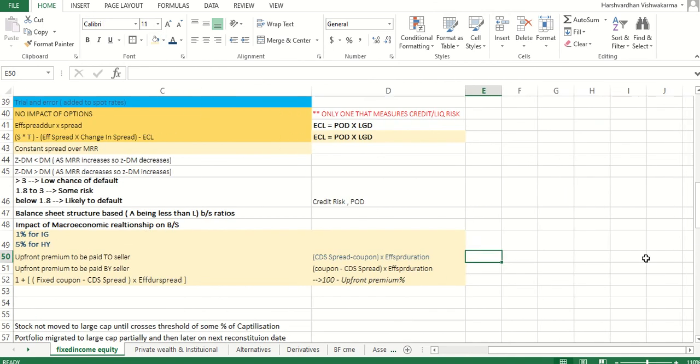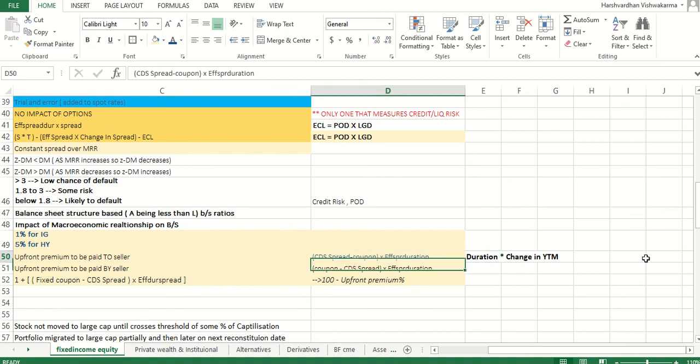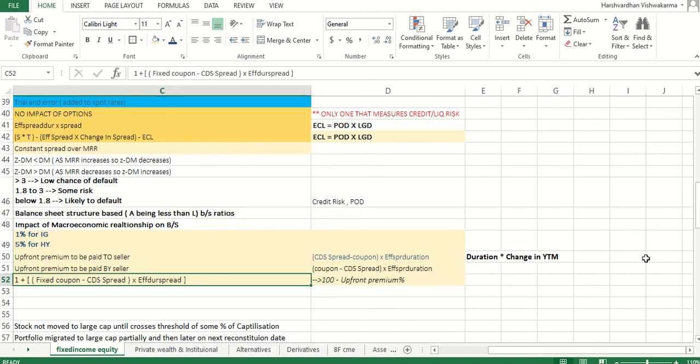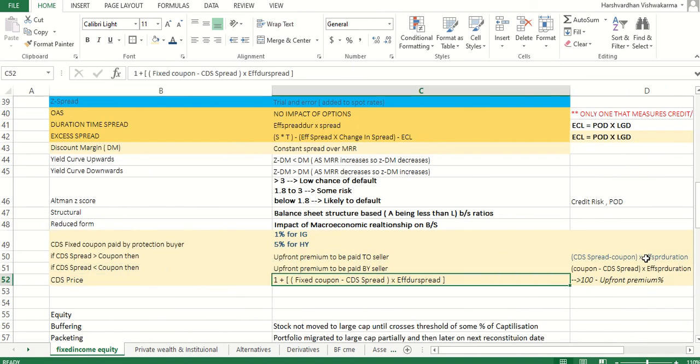If you see, what is this? This is simply duration times change in YTM. Nothing changed, no difference over here. What is change in YTM? Change in YTM will be CDS spread minus the coupon, times spread duration. Same formula over here. And to compute the CDS price, the formula is 1 plus fixed coupon minus CDS spread, times effective spread duration.